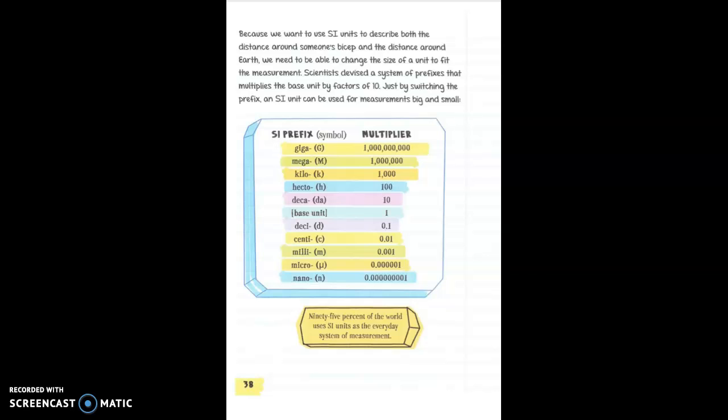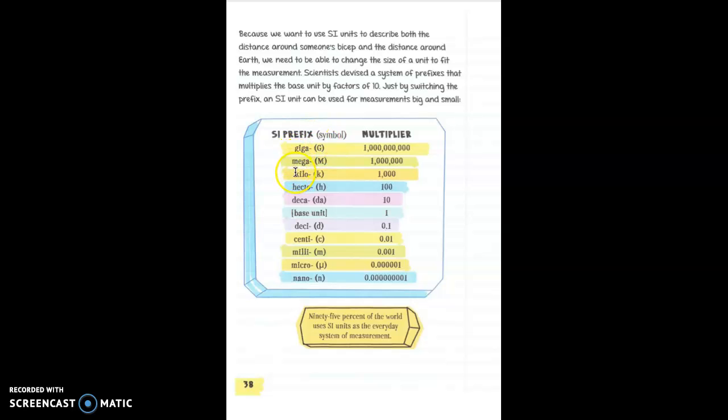Because we want the SI units to describe both the distance around someone's bicep and the distance around Earth, we need to be able to change the size of a unit to fit the measurement. Scientists devised a system of prefixes that multiplies the base unit by factors of 10. Just by switching the prefix, an SI unit can be used for measurements big and small.